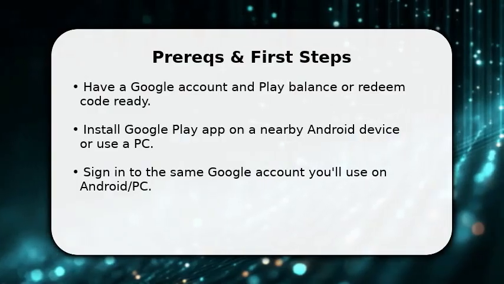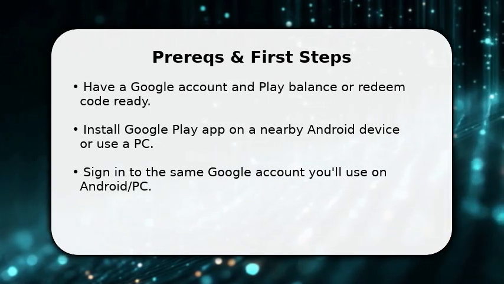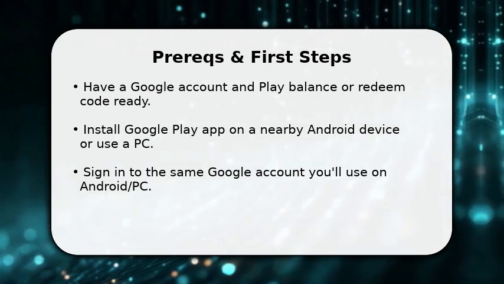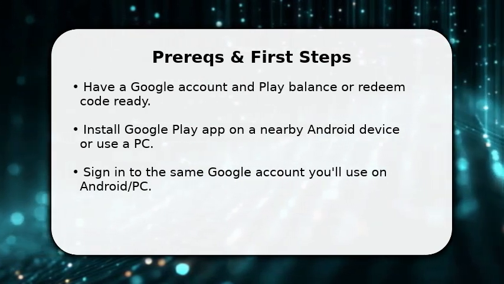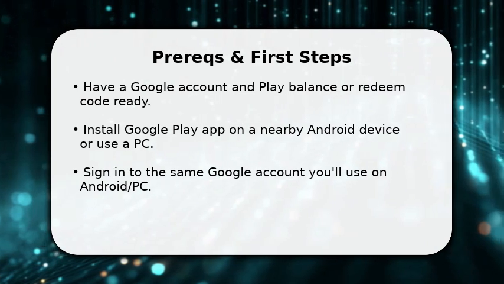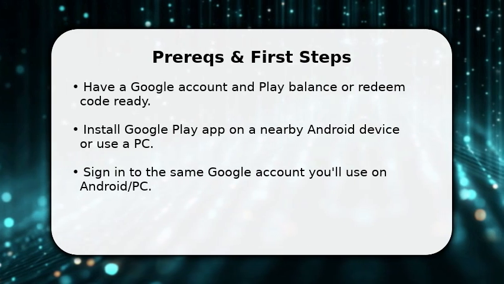You need a Google account and the redeem code in front of you. Make sure you can access an Android device or a PC. First, sign into play.google.com or open the Google Play app on an Android phone using that same account. Once signed in, go straight to Redeem Code under Payments and Subscriptions.